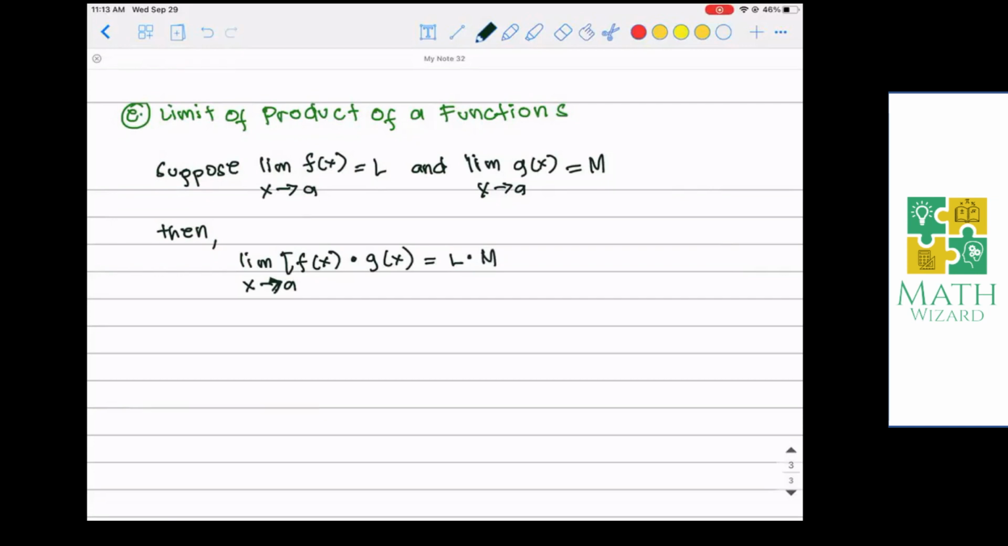Let's have an example for that. It's the product of the limits. Okay? So kukunin muna natin separately, and then we multiply. We multiply the answer to its limits.